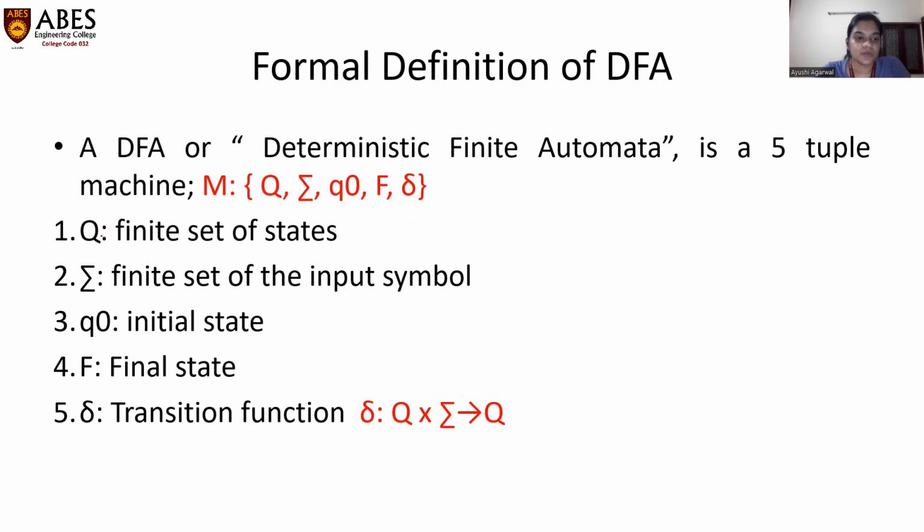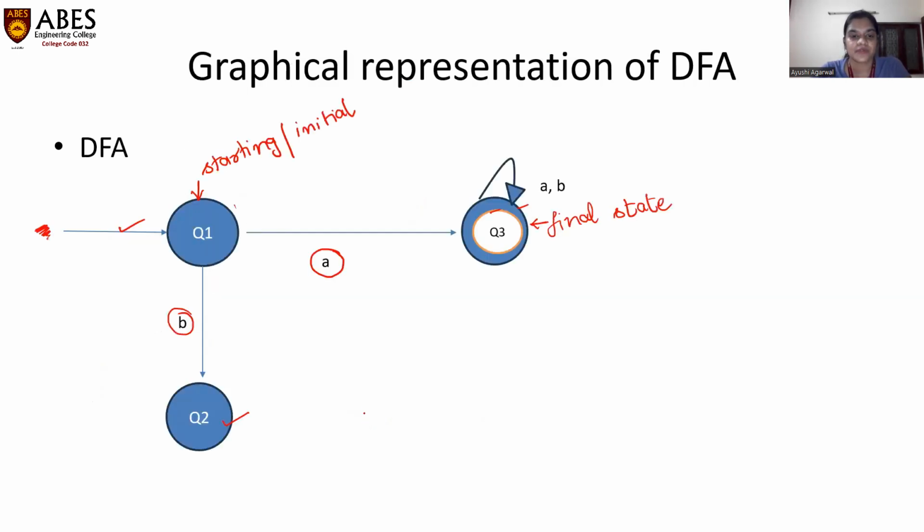So the first variable is Q. Capital Q denotes the finite set of states. Sigma is the finite set of input symbols. Q0 is the initial state, F is the final state, and delta is the transition function. Now let us understand all these 5 symbols with the help of the same diagram. Q over here denotes the set of states. So this is Q1, Q2, and Q3.